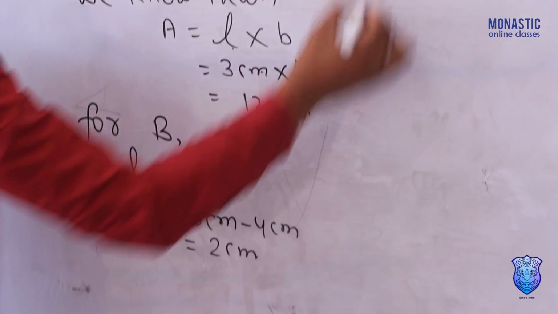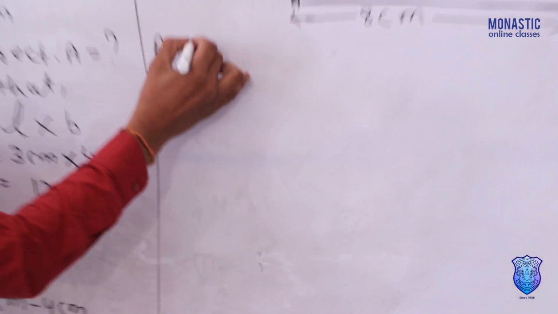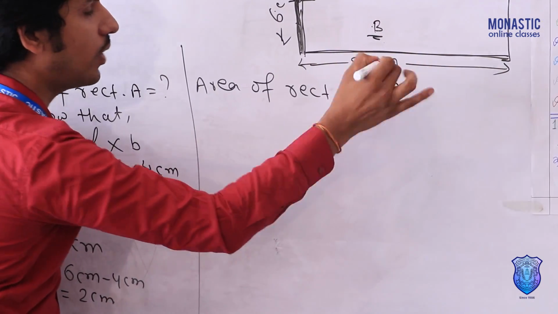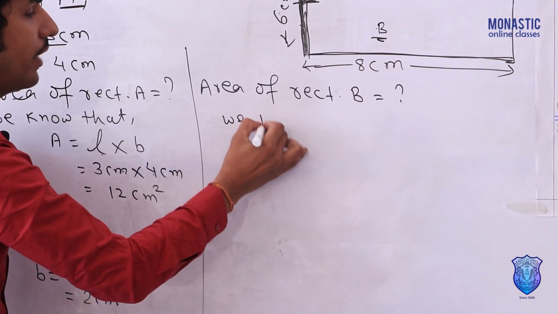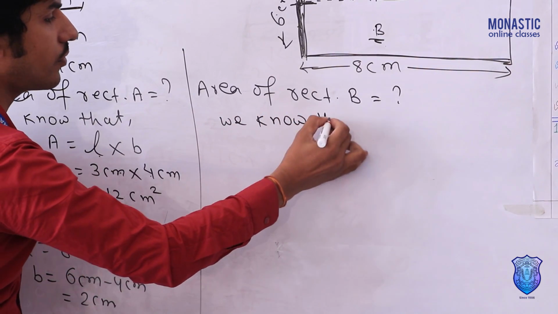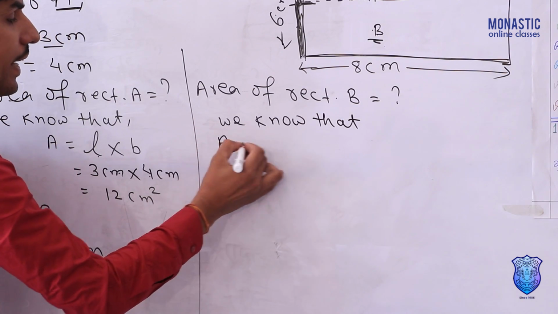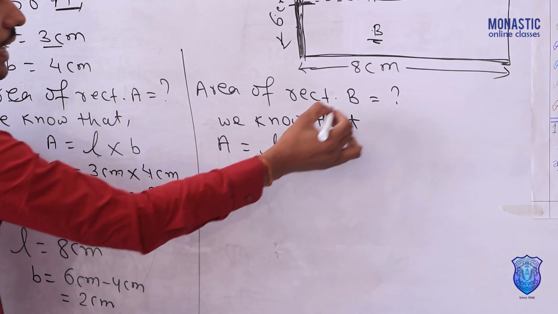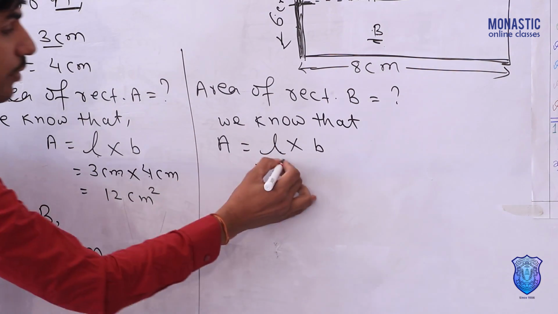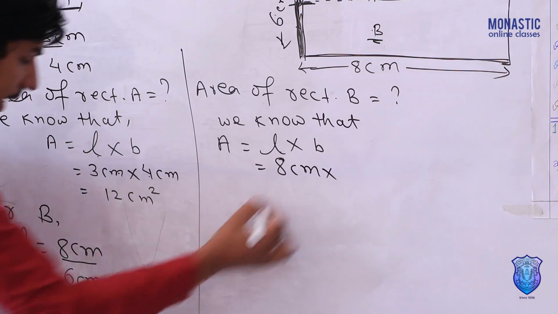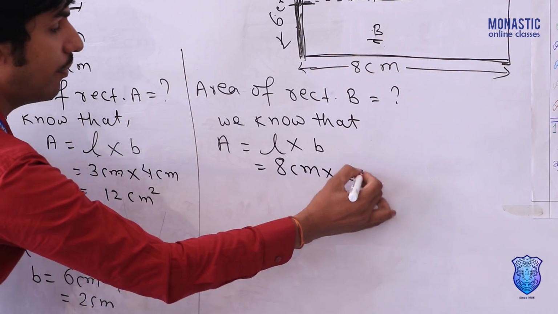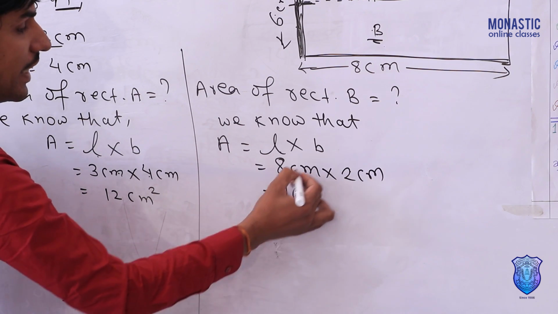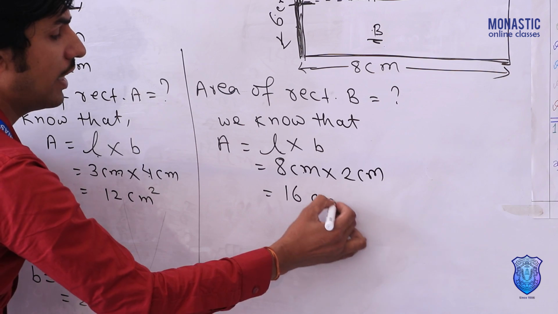Now take the area of rectangle B is equal to what? Again we know that the area of a rectangle is equal to L into B. The length, how much is given? 8 cm. Breadth, how much? 2 cm. How much is coming? 8 2s are 16, cm into cm, square cm.